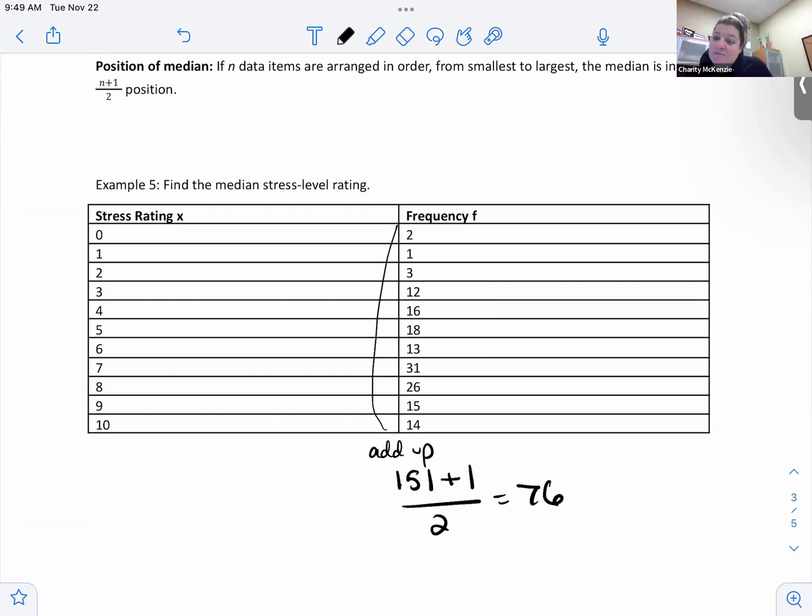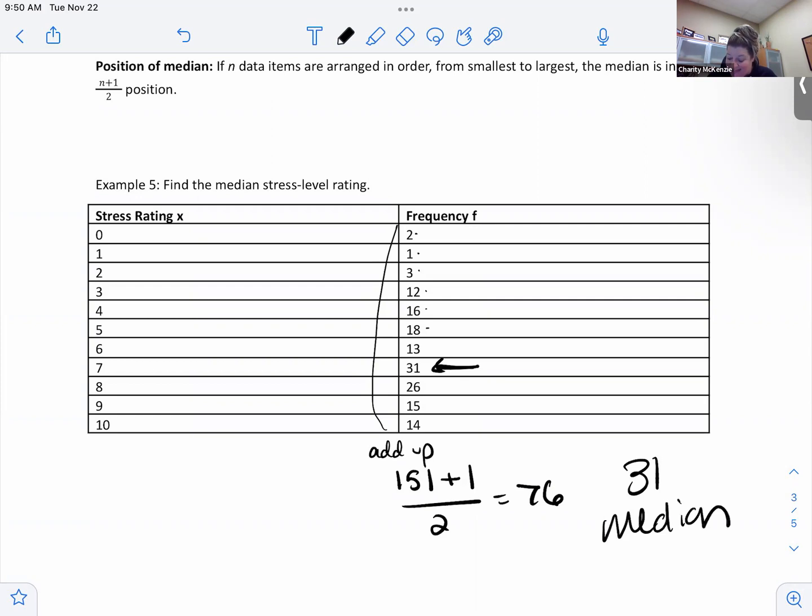Number 76. Okay, so I'm going to start adding each category up until I get to 76. So 2 plus 1 is 3, right? Plus 3 is 6. Plus 12 is 18. Plus 16 is 34. Plus 18 is 52. Plus 13 is 65. Plus 31 is 96. So in this category here it goes from 65 to 96. All the other numbers are in the middle. So it has to be 31 is your median.